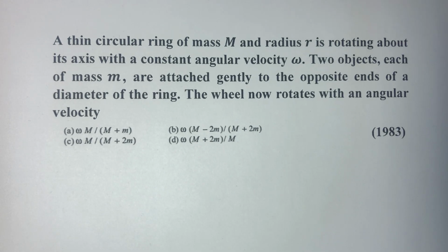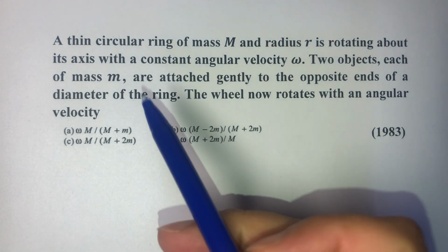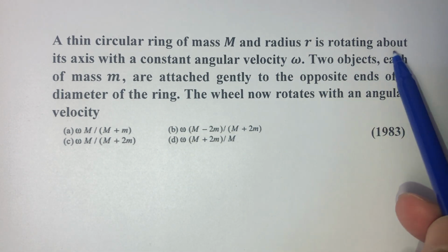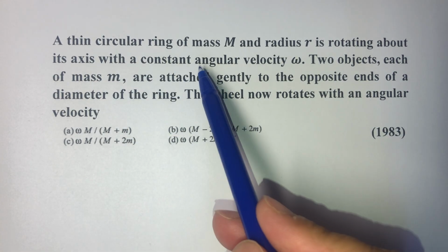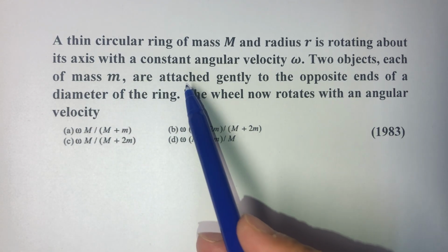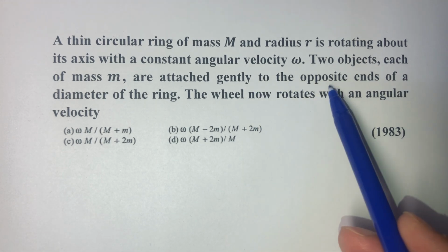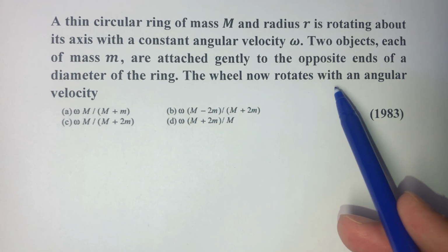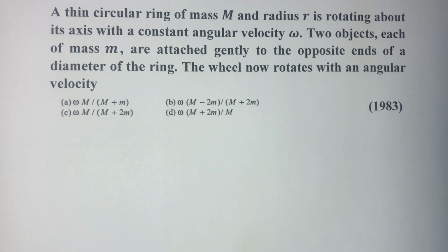Hello friends, in today's question, a thin circular ring of mass m and radius r is rotating about its axis with a constant angular velocity omega. Two objects, each of mass m, are attached gently to the opposite ends of the diameter of the ring. The wheel now rotates with the angular velocity.